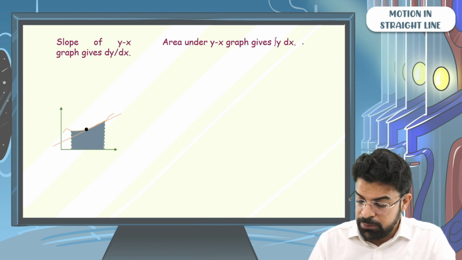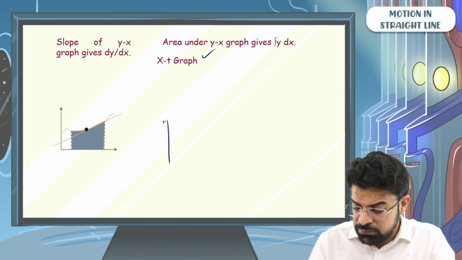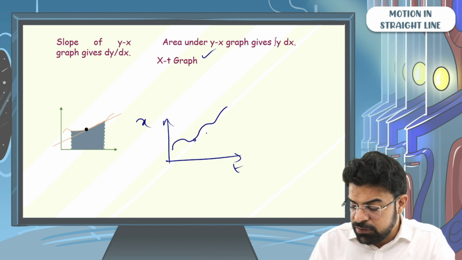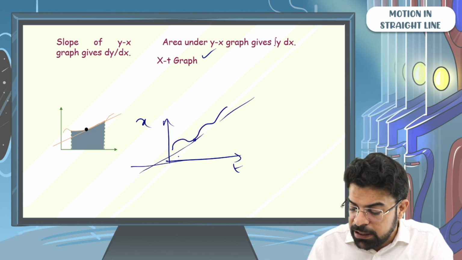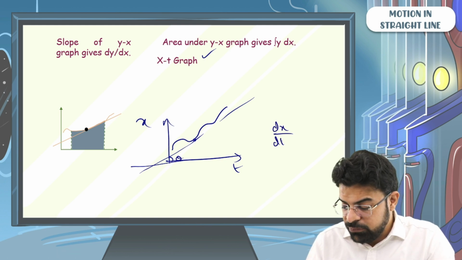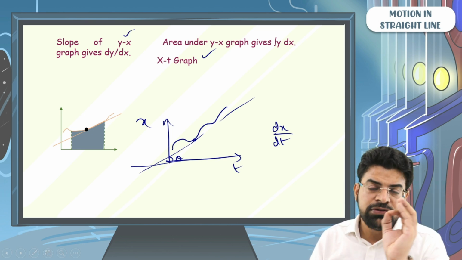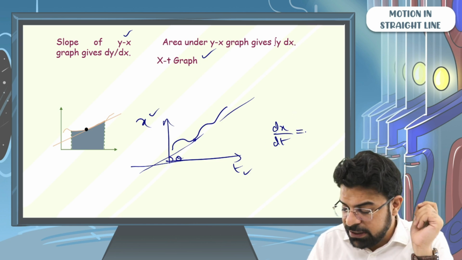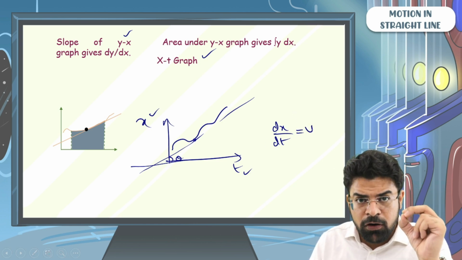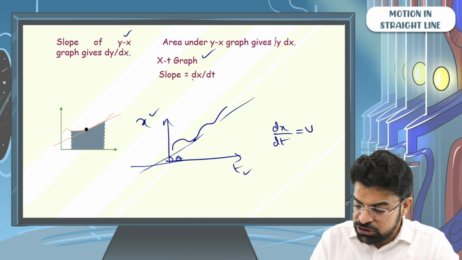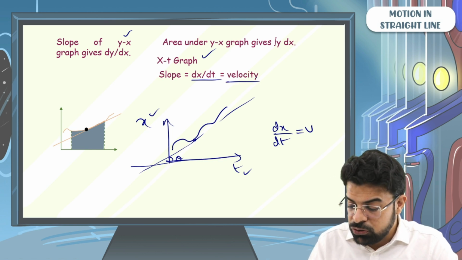The first graph, the xt graph, the position time graph. If you have a position time graph, what will the slope of the position time graph at any point give you? Sir, the slope of the position time graph will give me dx by dt. If the slope of y-x graph gives you dy by dx, then the slope of the xt graph will give you dx by dt, and dx by dt is nothing but velocity. So the slope of the position time graph gives us velocity.